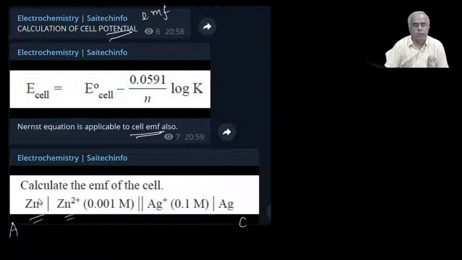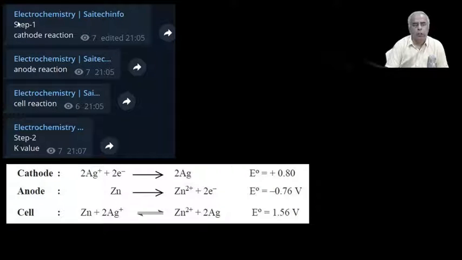Since it is zinc to zinc 2 plus, this is the anode, and at the anode oxidation takes place. What about the cathode? At the cathode reduction occurs. So step 1 is the cathodic reaction, the next one is the anodic reaction, and the combination of these two is the cell reaction. Finally you have to obtain the K value.